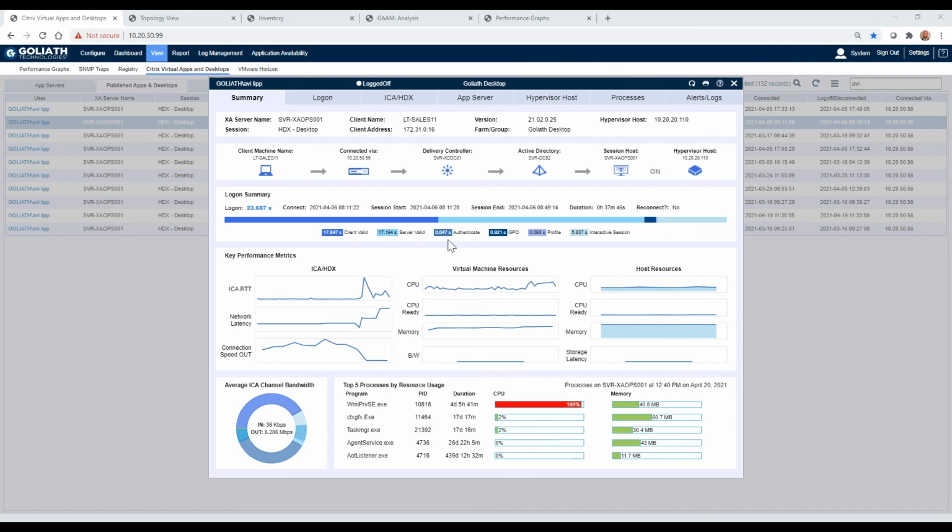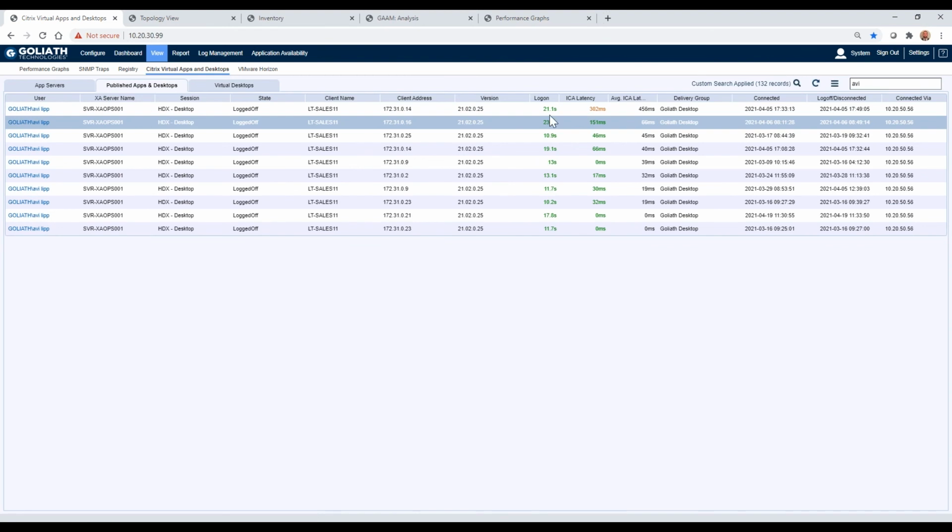So Avi, you want to drill into the logon time? Yeah, absolutely. So say you get an alert or notification about a long logon time or your users are complaining about that. You have the logon duration right from the summary screen here.